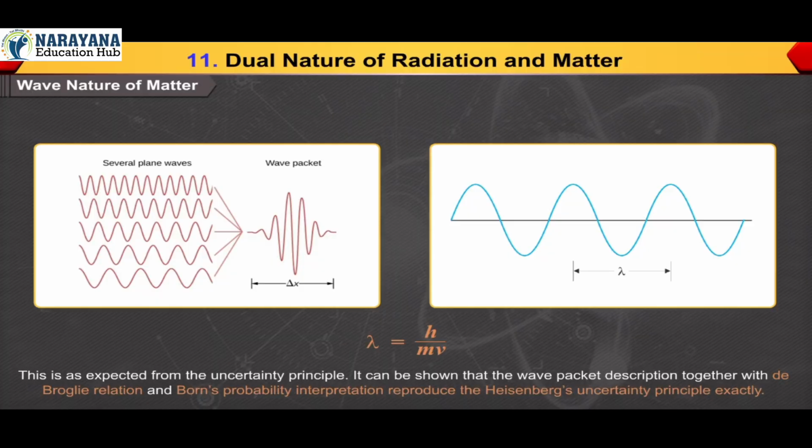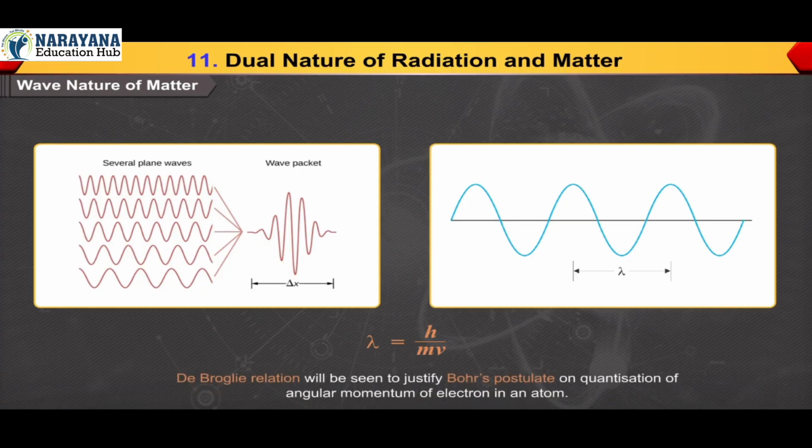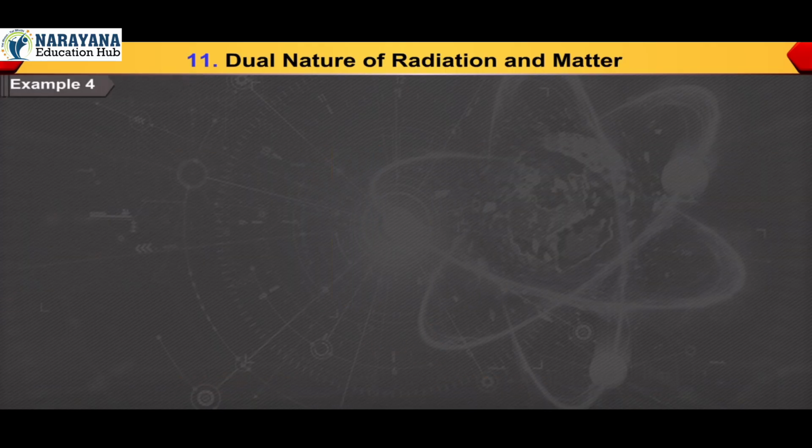It can be shown that the wave packet description together with the de Broglie relation and Born's probability interpretation reproduce Heisenberg's uncertainty principle exactly. The de Broglie relation will be seen to justify Bohr's postulate on quantization of angular momentum of an electron in an atom. Example 4.